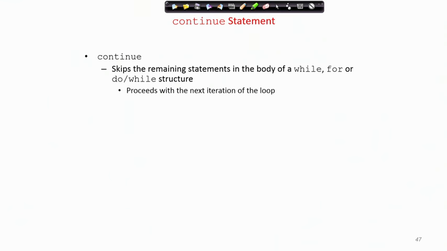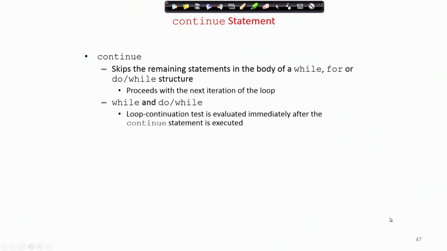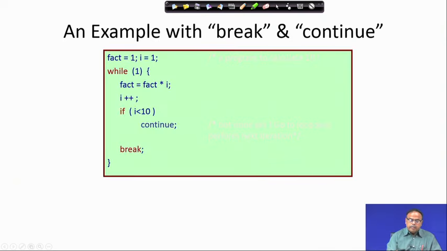That means the remaining part of the body of a loop is skipped if I put a continue, and it proceeds with the next iteration of the loop. Let us look at one example here. While 1, that means it is always true, it will continually go on doing it. So, fact is fact times I plus plus. I start with 1, then 2, then 3. If I is less than 10, I will go into the loop, otherwise I will break.